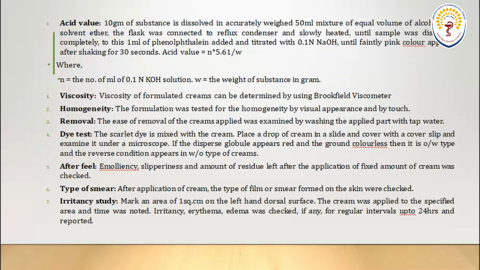Next is acid value. Acid value of substance is measured by 10 gram of substance dissolved in an accurately weighed 50 ml of equal volume of alcohol and solvent ether. The flask was connected to the reflux condenser and slowly heated until the sample was dissolved completely. To this 1 ml of phenolphthalein is added and titrated with 0.1 N NaOH until a faint pink color appears. After shaking for 30 seconds, acid value is calculated by the formula N into 5.61 upon W.